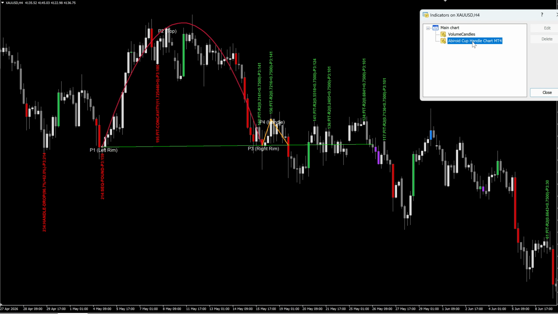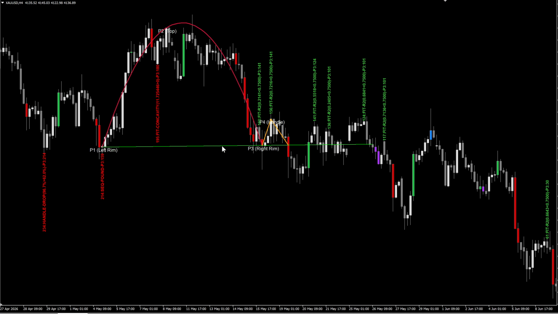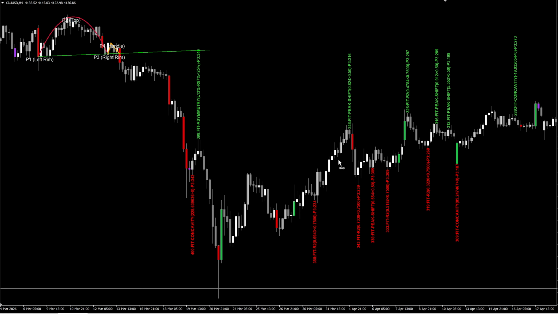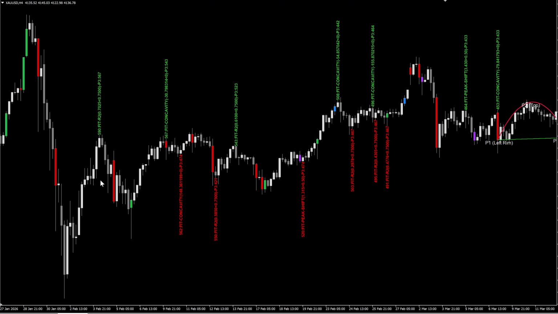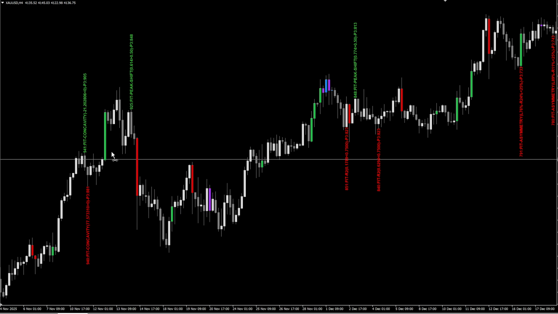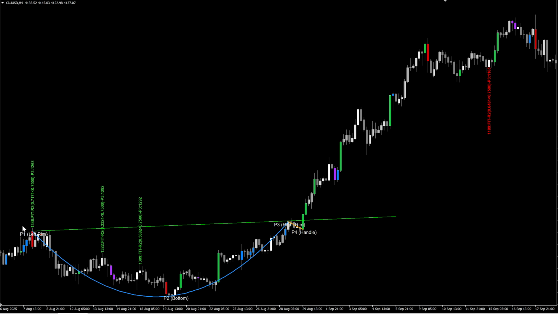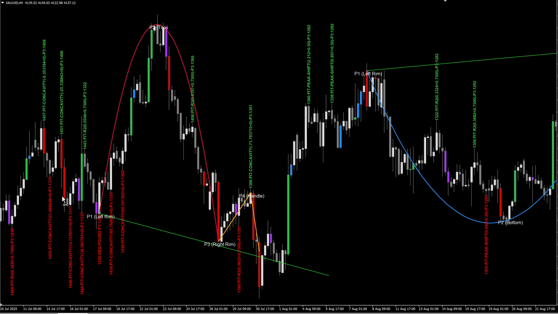And in the indicator, we have set this check EMA stack trend. So by default, it will have these three EMAs and it will check the direction of the ongoing trend. If you set this to false, then you will get a lot more cups, but those won't be as reliable. Like sometimes you will also get cups which go against the trend. I'll also show you in the settings where you can set how deep or how wide a cup can be, like this. This is the example.